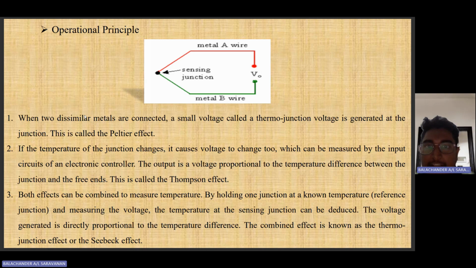The output is a voltage proportional to the temperature difference between the junction and the free ends. This is called the Thomson effect. Both effects can be combined to measure temperature by holding one junction at a known temperature, the reference junction, and measuring the voltage. The temperature at the sensing junction can be deduced. The voltage generated is directly proportional to the temperature difference. The combined effect is known as the thermojunction effect or the Seebeck effect.